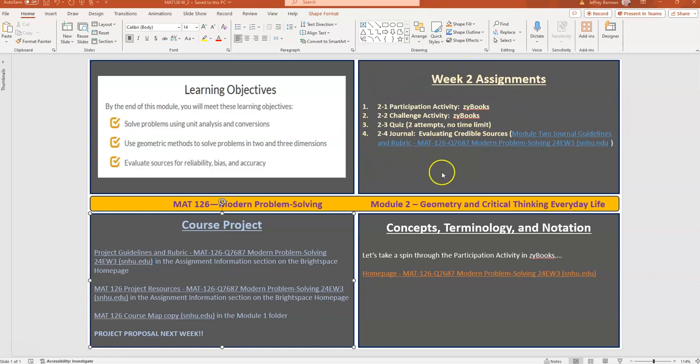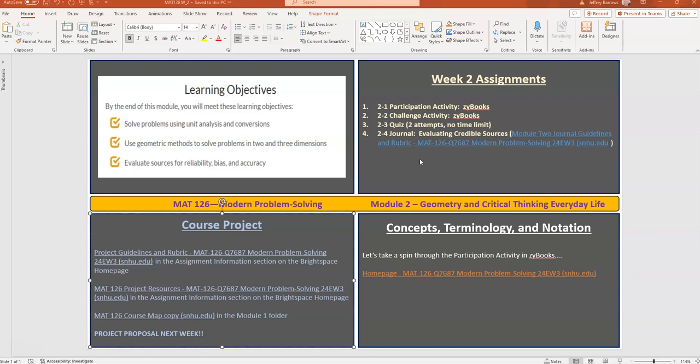In terms of the assignments this week, same as last week, there's a participation activity in zyBooks, and then there is a challenge activity in zyBooks as well. You will have your second quiz, and that is primarily a geometry based assignment. So as you go through the reading in zyBooks for geometry, you want to make sure that you're paying very close attention to that.